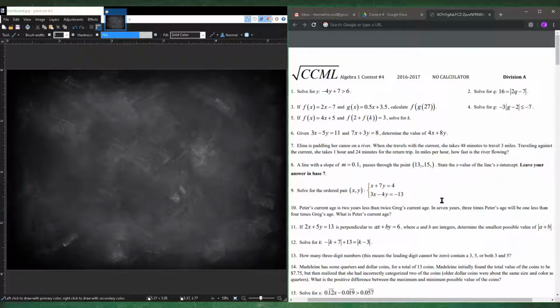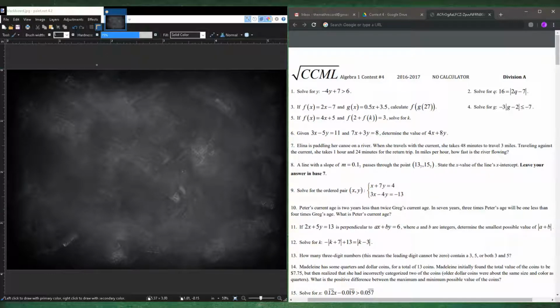Question 7. Elena is paddling her canoe on a river. When she travels with the current, she takes 48 minutes to travel 3 miles. Traveling against the current, she takes 1 hour and 24 minutes for the return trip. In miles per hour, how fast is the river flowing?